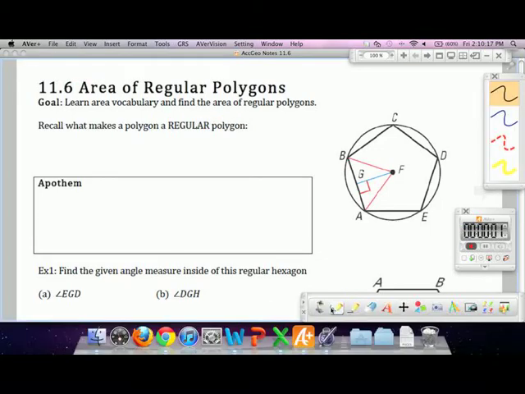Before we start talking about a regular polygon's area, let's recall what a regular polygon means, and why it's special to be a regular polygon of any sort. A regular polygon has the following two properties. One, all sides are congruent.